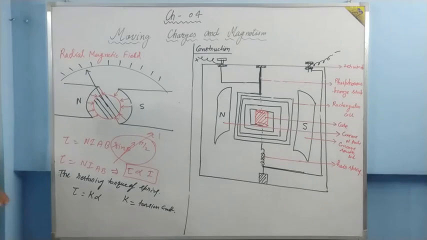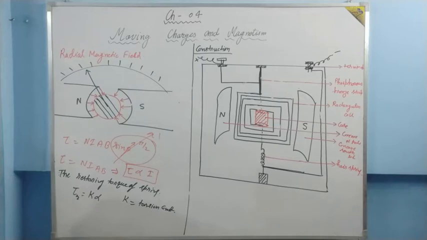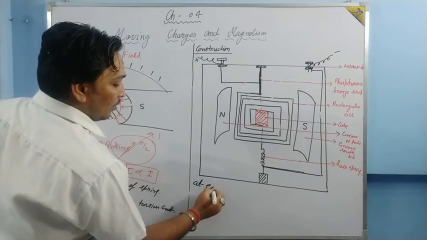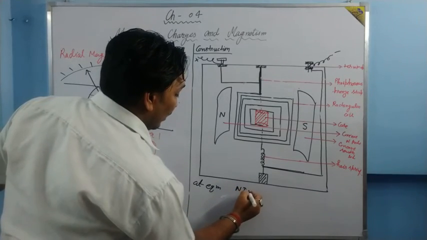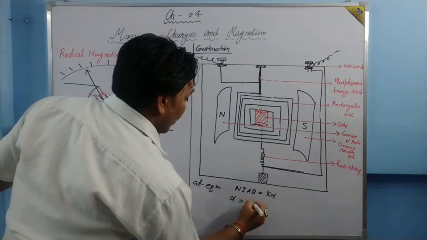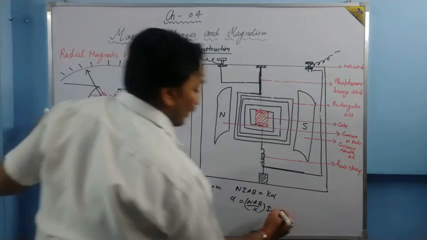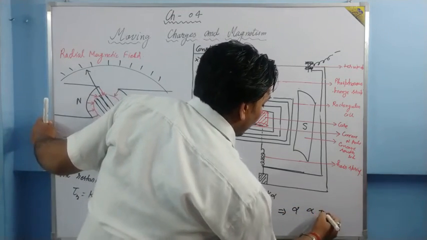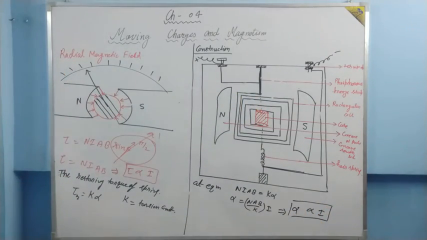When equilibrium comes, the restoring torque and the torque produced by the current become equal. Let me remove the diagram so we can write at the bottom. At equilibrium, this torque and this torque become equal. NIAB is equal to K alpha, or alpha is equal to NAB upon K into I. So we can say that alpha is proportional to I. Alpha is the deflecting angle.